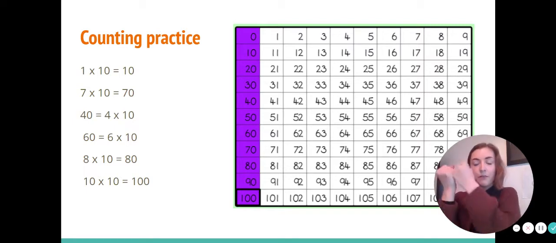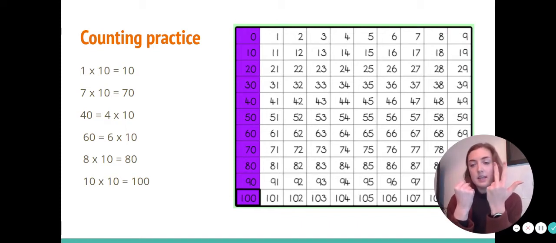7 lots of 10. Okay, got my fingers ready, 7 lots of 10. 10, 20, 30, 40, 50, 60, 70. Well done if you wrote 70. 4 times 10. My fingers ready. 10, 20, 30, 40. 4 times 10 is 40.